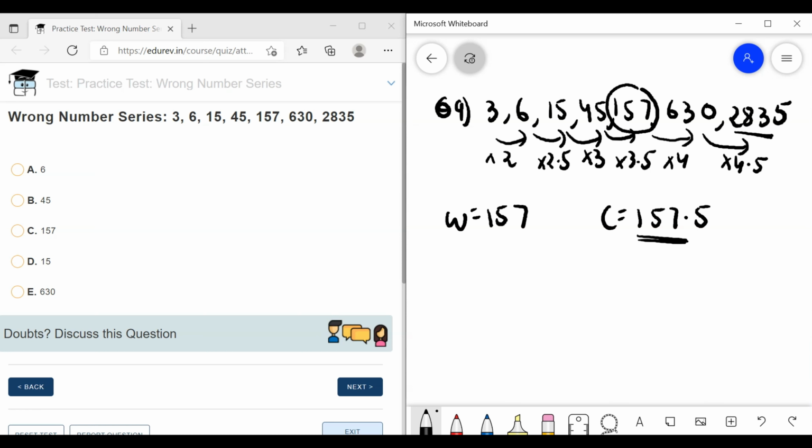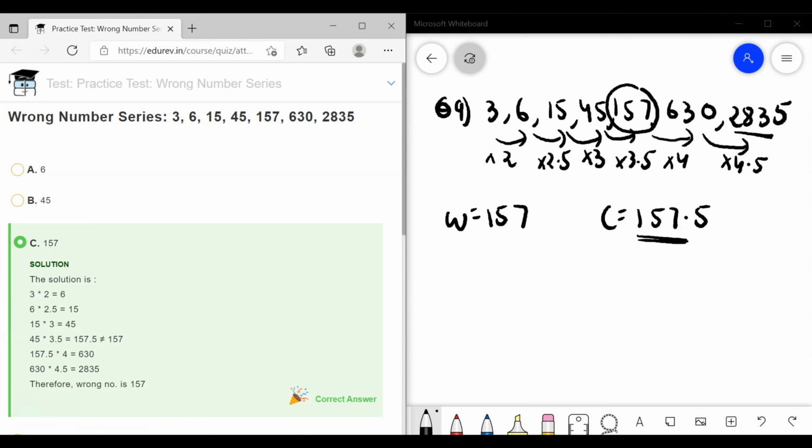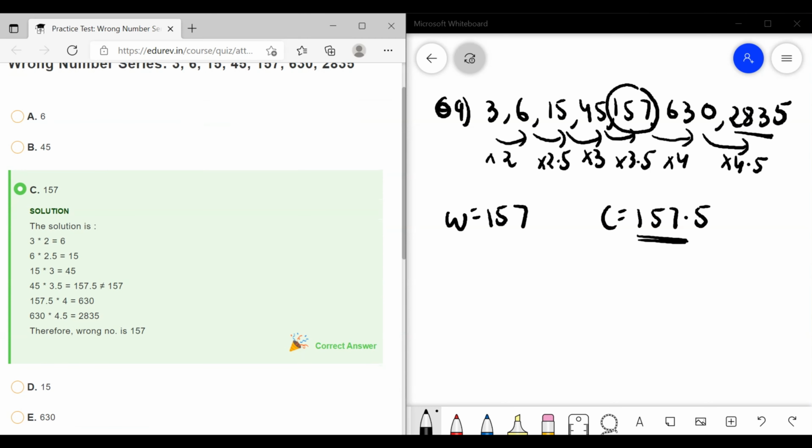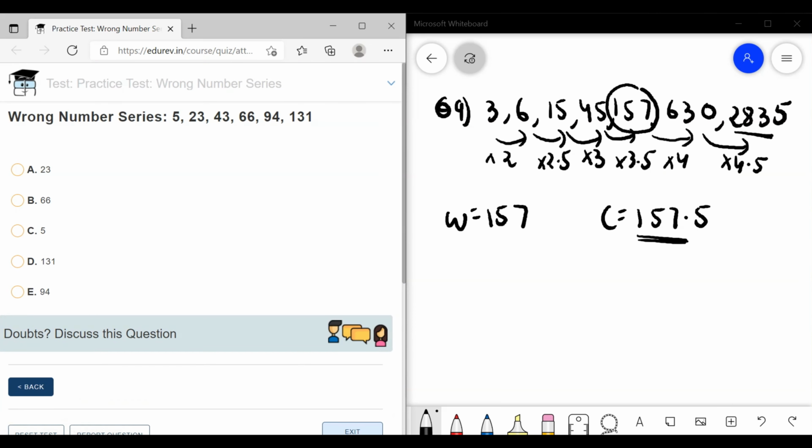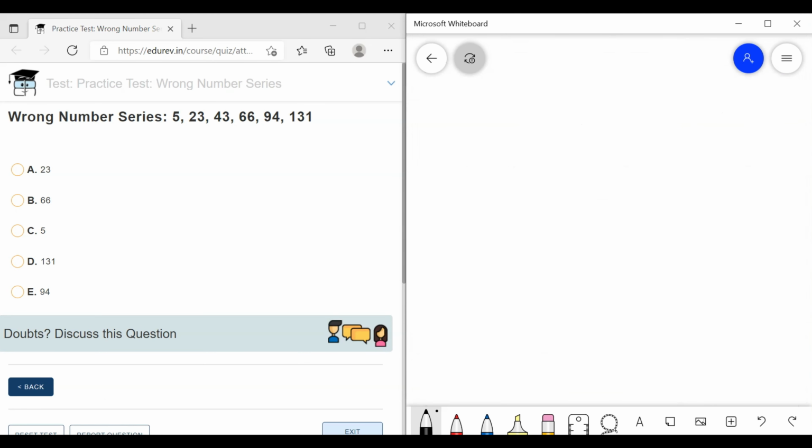You see, the difference was only of 0.5, but that broke the complete pattern, the complete logic that we made. Therefore, it is very important to find the logic and not just guess when we are doing the wrong number series. Let's have a look at it. So option C should be the right answer here. And yes, it is, the wrong number is 157. Great. Now let's move on to the next question. Now for the next question, we have question number 10.